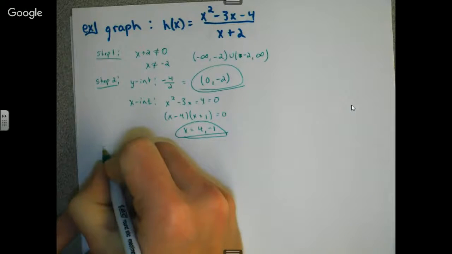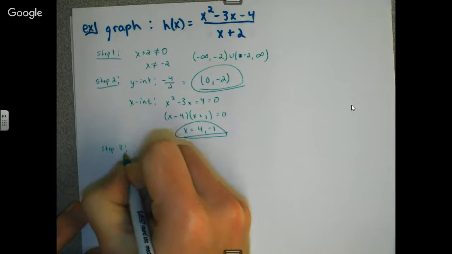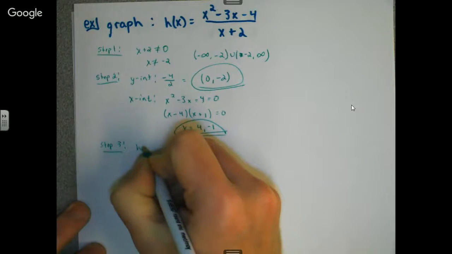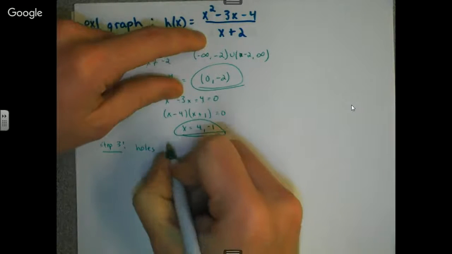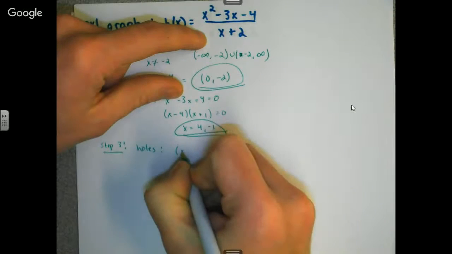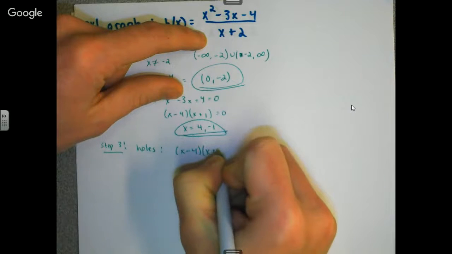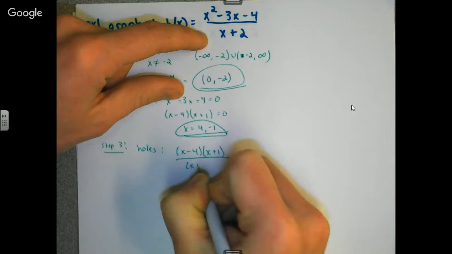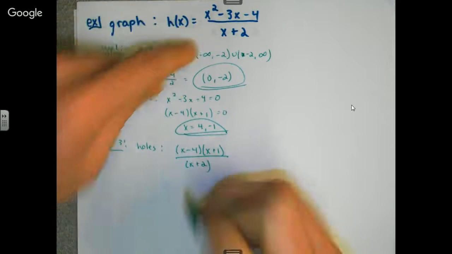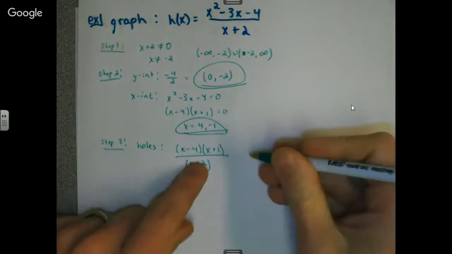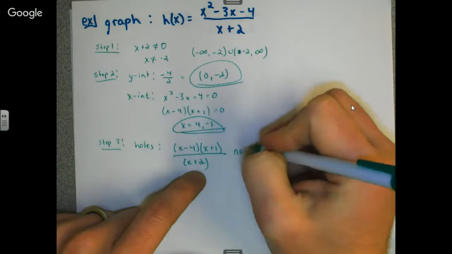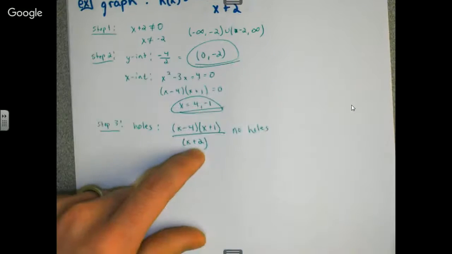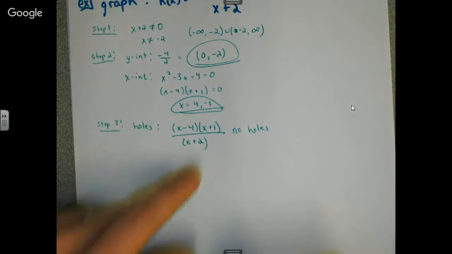Step 3, our holes. Okay, so we got to factor the top and the bottom. We just did the top. So x minus 4, x plus 1. The bottom is x plus 2. So nothing cancels. If something cancels, that's where I would put a hole there. Okay, so no holes. I'd come down to my graph and I'd just put a little open circle there.